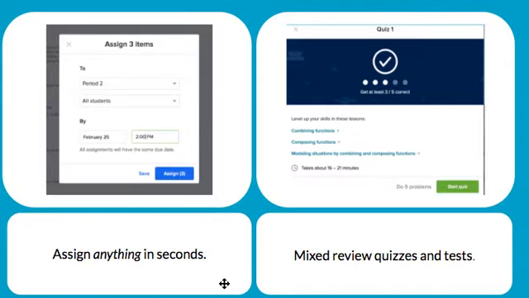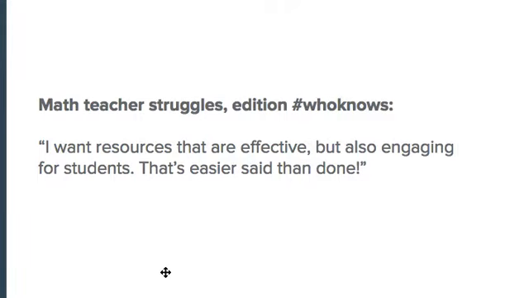You can assign students specific topics, you can assign items, and students also can take quizzes and tests on particular topics. Another teacher might say, I want resources that are effective but also engaging for students. That's easier said than done. Khan Academy has AP Calculus questions that are provided, and there's a mission for students, so they have that motivation, and you can chart what they're doing for practice. That's an important part of knowing students are held accountable.